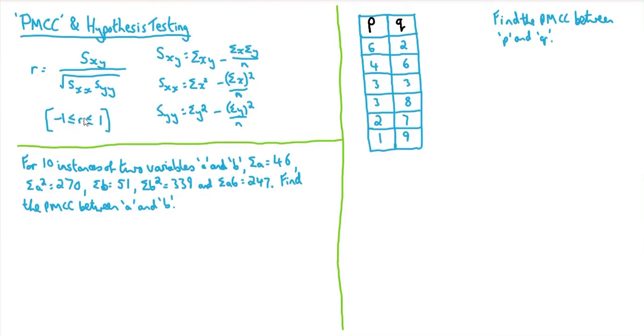So, for an example of this, we could have that for 10 instances of two variables a and b, the sum of a is 46, the sum of a squared is 270, the sum of b is 51, the sum of b squared is 339, and the sum of ab is 247. So find the PMCC, therefore, between a and b. As we can see in this case, sometimes even if they are getting you to work out what the PMCC value is, they'll still give you a helping hand by telling you all of these sigma values straight away.